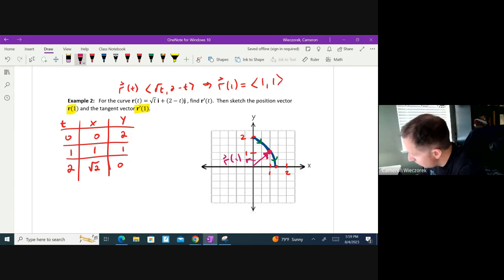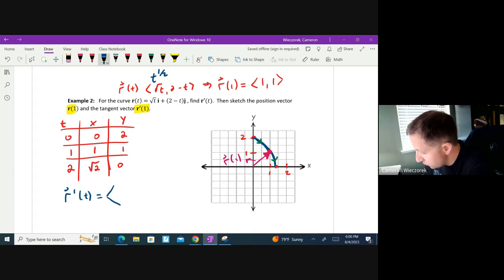And now I want to know what my tangent vector is going to look like. It should point in like a southeast direction. Let's see what that ends up being. So we need the derivative. This is really t to the 1/2. So r prime of t is going to be the derivative of rad t, so 1/2 t to the negative 1/2, or 1/2 square root of t. And the derivative of 2 minus t would just be negative 1.